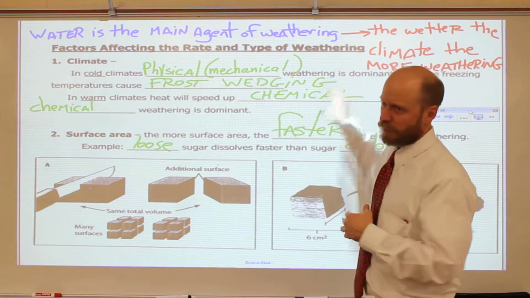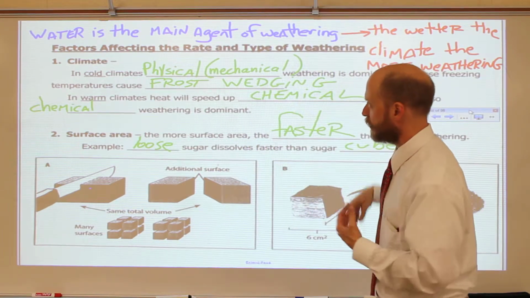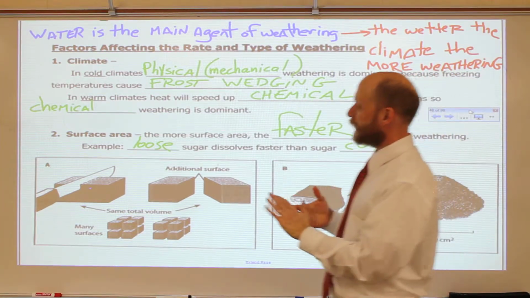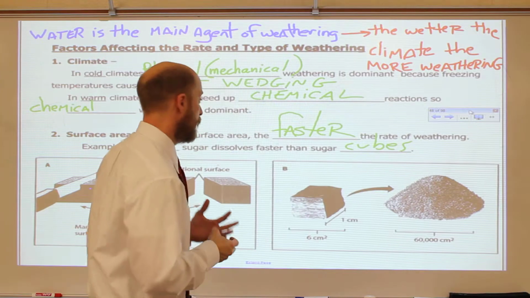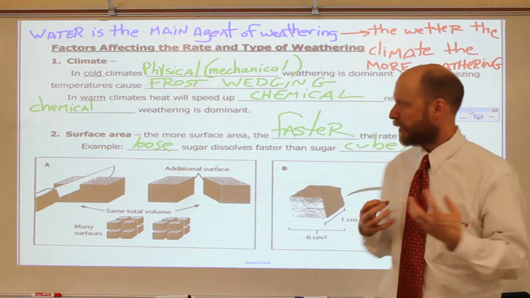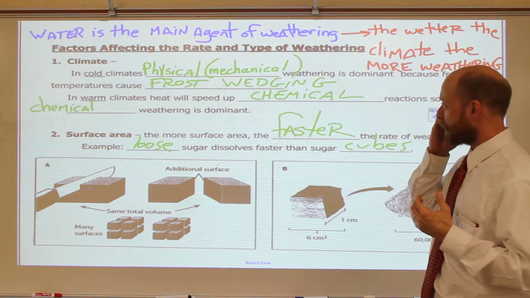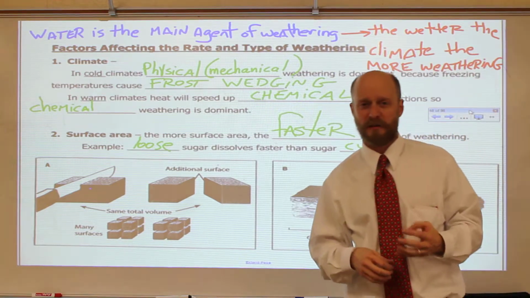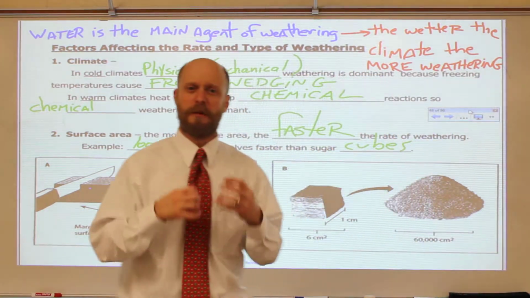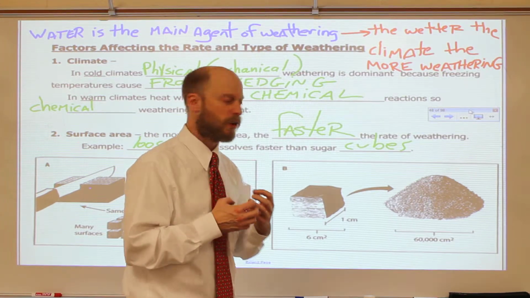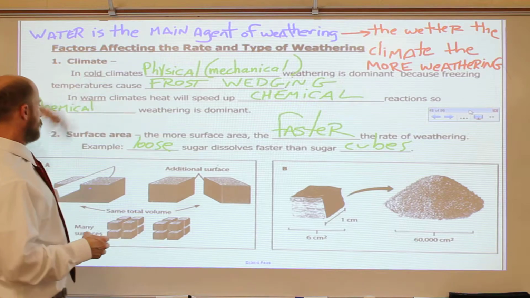So, therefore, climate will affect how much weathering and what type of weathering occurs. In cold climates, your physical weathering is dominant, mainly because there's more frost action, okay? If it does not get cold, you're not going to have frost action. In warm climates, the heat will speed up chemical reactions, so chemical weathering is dominant. The hotter the temperatures, the faster chemical reactions occur. Chemical reactions occur slower when it's cold. So that is a key part. Make sure you know that.